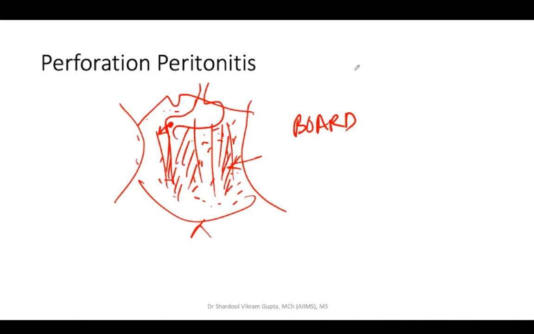So there will be severe abdominal pain and the patient will not like to move around. The patient will lie still, and once you palpate the abdomen, there will be tenderness, rebound tenderness and board-like rigidity. And on auscultation, bowel sounds will be absent because in perforation peritonitis there is ileus of the bowel and there will be no sound. So these are the features you will get in perforation peritonitis.